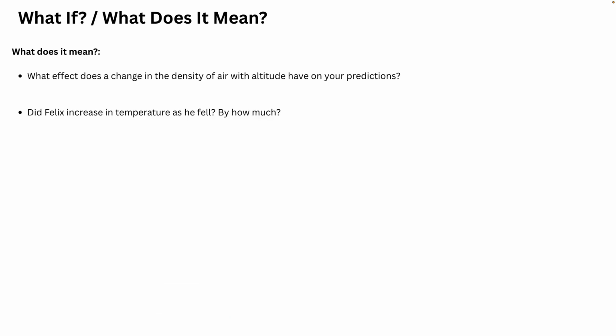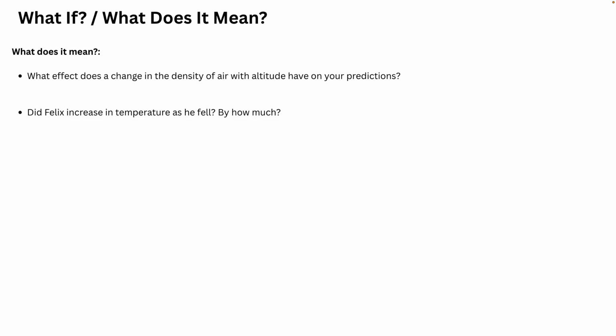So moving into the what if and what does it mean? What effect does a change in the density of air with altitude have on your predictions? A change in the density affects how he can move through the air, and it can resist his acceleration. So it can slow him down with denser air, and with thinner air, he can obviously move quicker because there's less resistance.